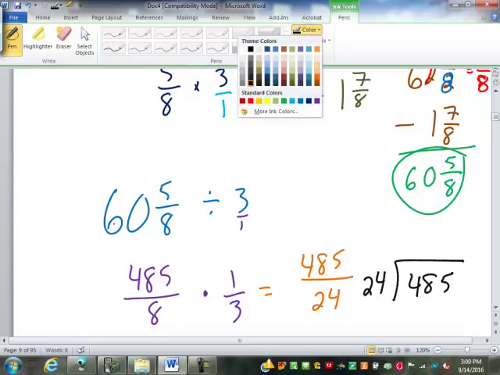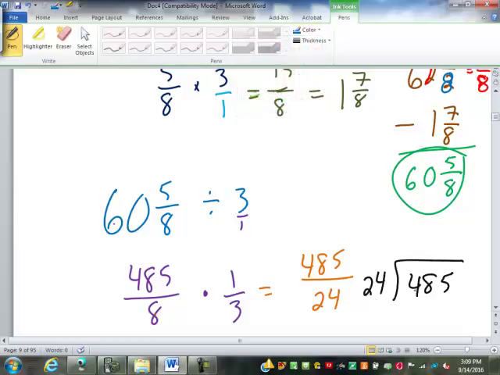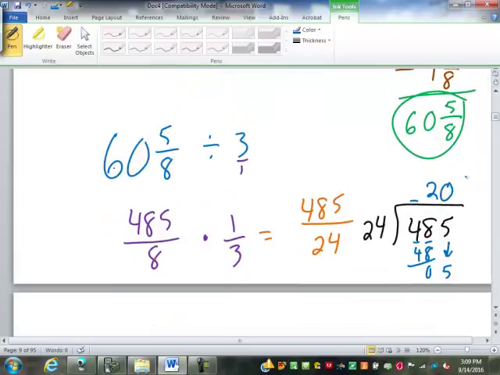This is one that a lot of people will make some mistakes on, because 24 does not go into 4. 24 does go into 48 twice. 2 times 24 is 48. There's nothing left over. We bring down the 5. 24 does not go into 5, but we do have to remember to put a 0 up here. A lot of people forget that 0. So it is 20 5/24 of an inch.